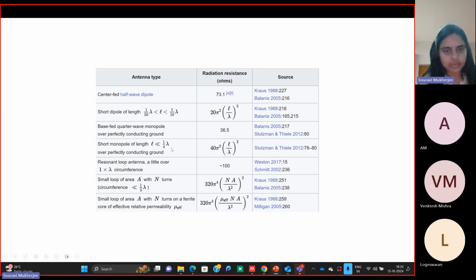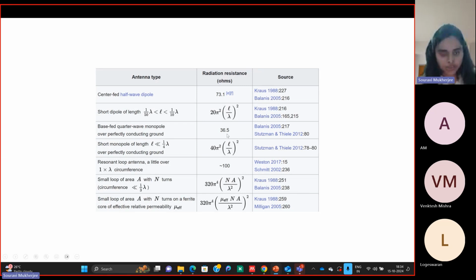There could be direct questions where you are told that you know the length and the wavelength, and you have to find the radiation resistance or the power. In order to find the power, you have to find the radiation resistance. There you can use these relations. You can see it depends on the ratio of the length of your antenna to the wavelength that is being radiated.